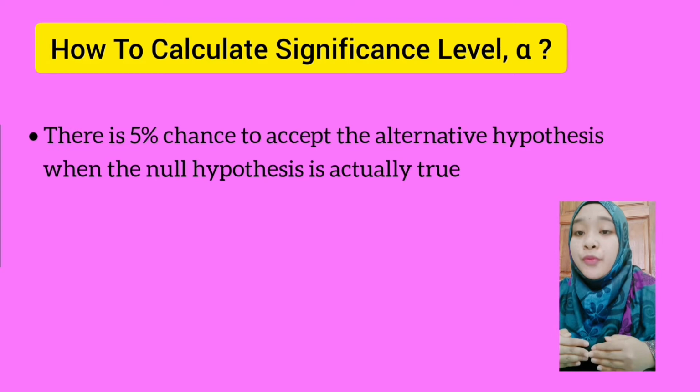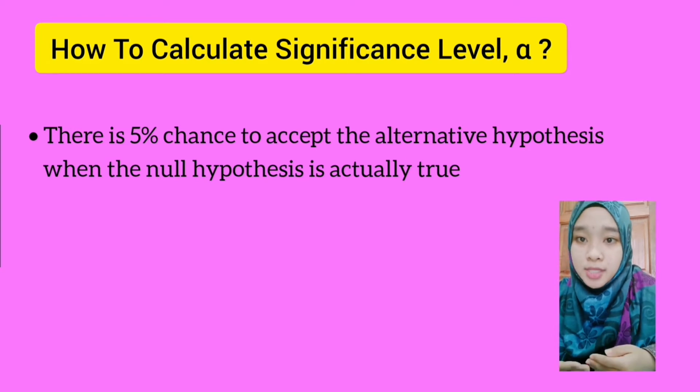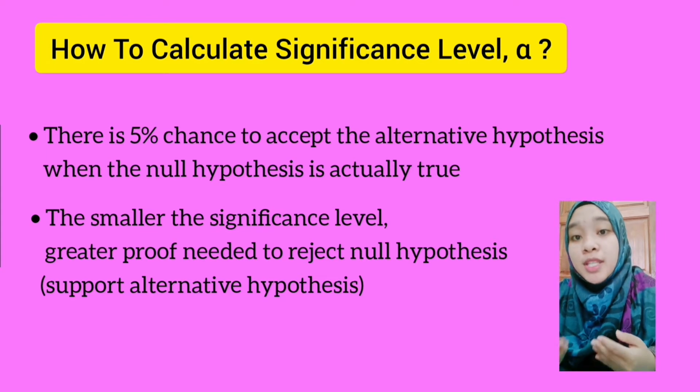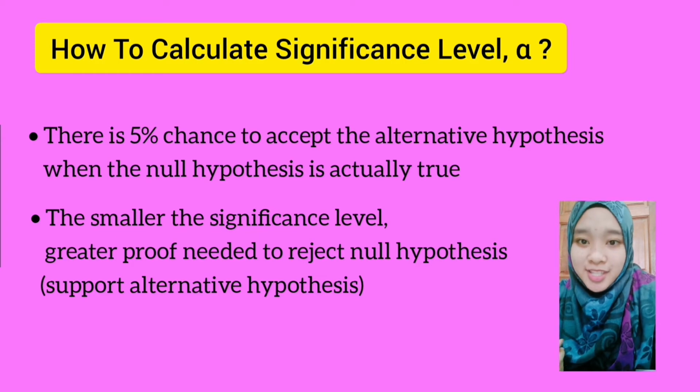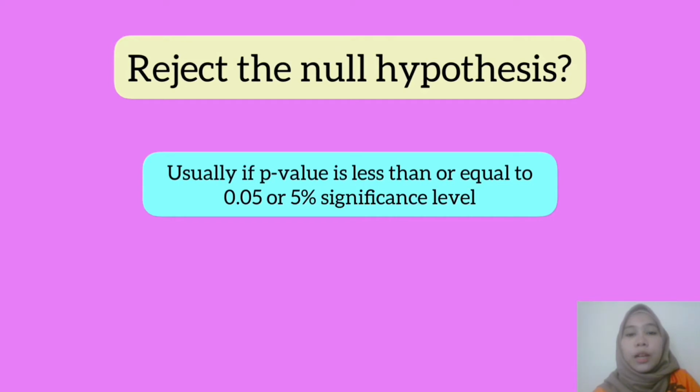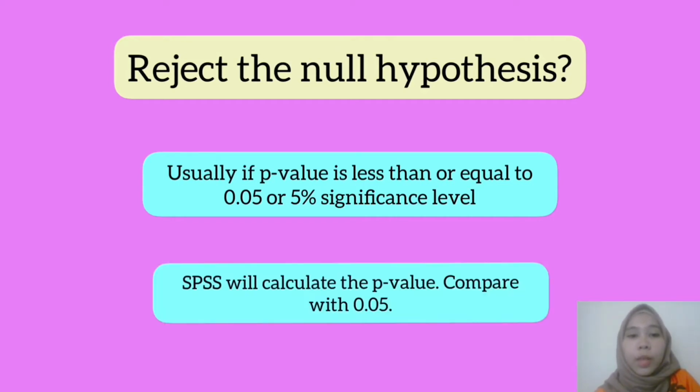This means that there is a 5% chance that we will accept the alternative hypothesis when our null hypothesis is actually true. The smaller the significance level, the greater the proof we need to reject the null hypothesis, or in other words, to support the alternative hypothesis. To reject the null hypothesis, the p-value should usually be less than or equal to the 0.05 or 5% significance level. As SPSS will calculate the p-value, we can compare it with 0.05.